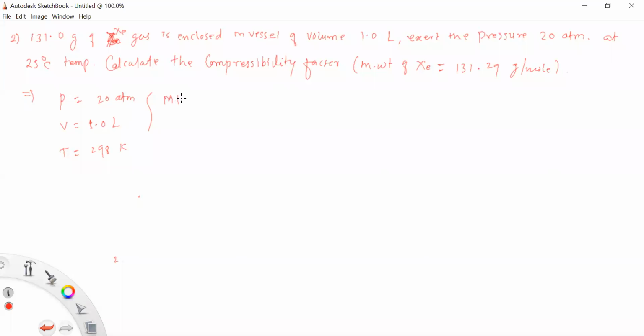So the molecular weight of the xenon gas is 131.29 grams per mole. Then R is given, that is R is equal to 0.0823 liter atmosphere per mole per Kelvin. This is the gas constant. And W is equal to 131.0 grams. So these are the data which is given in the problem, right?